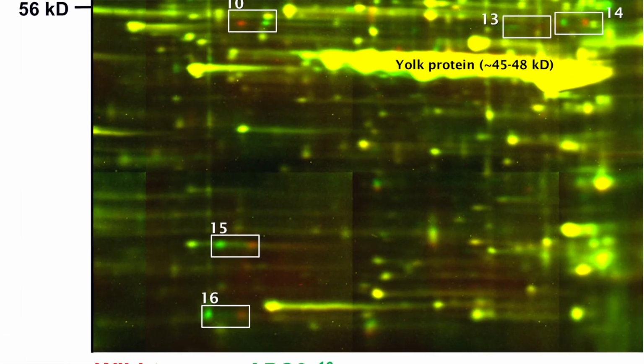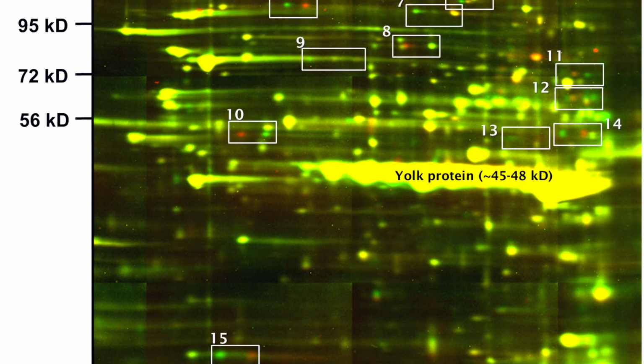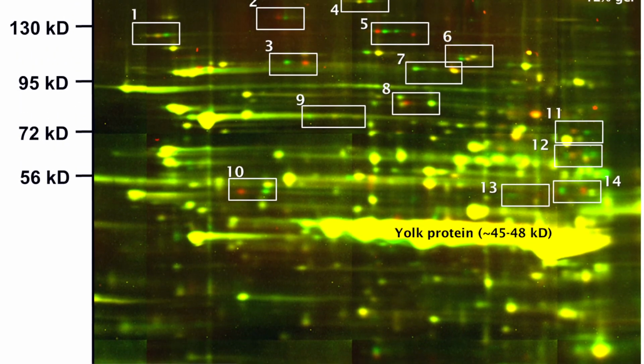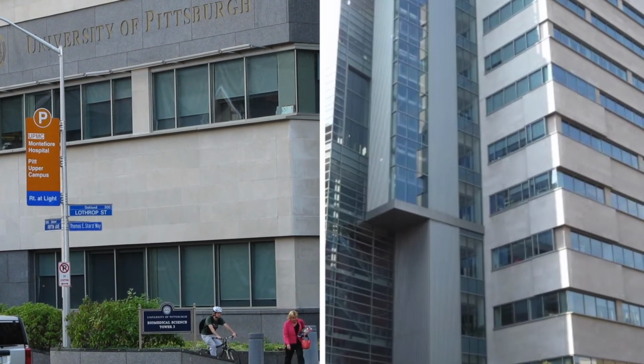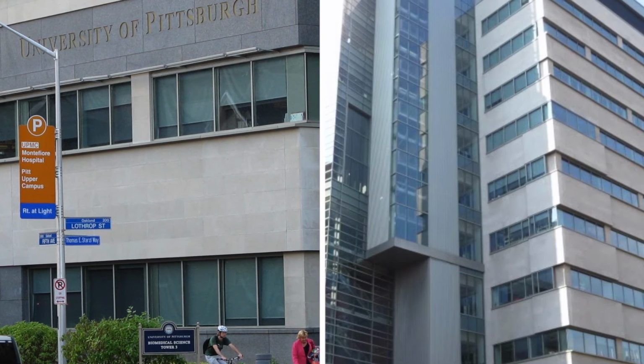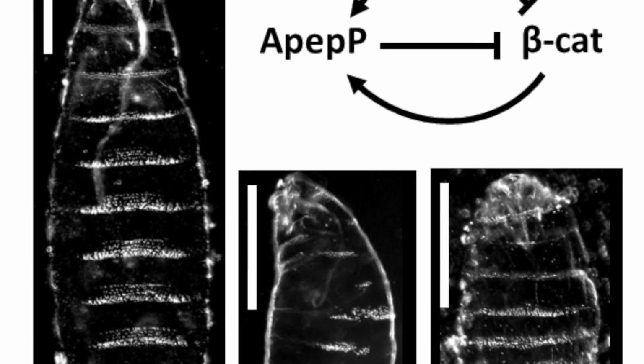Our proteomic approach revealed a new role for APC proteins in the normal developing fly embryo. We found that APC proteins regulate post-translational modifications of many types of proteins, including a diverse set of metabolic proteins. In collaboration with the University of Pittsburgh core facility, we also have identified a protein that plays a role in APC's signaling function, which we believe will help us better understand APC's role in colon cancer.